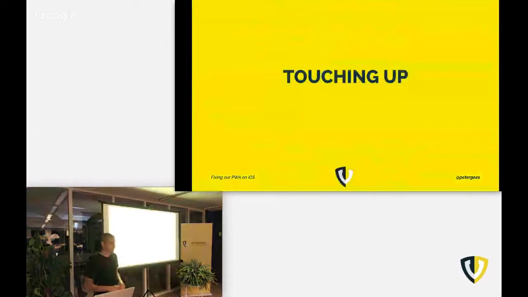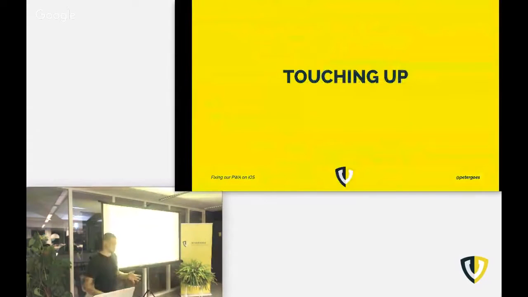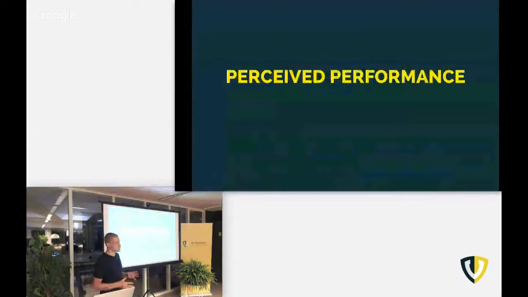Okay, all those things, let's touch up a little because we have a working website in it. Let's make it a bit nicer. And we're going to focus on perceived performance. Because what we have done so far worked, but it doesn't feel snappy. And your users downloaded a native app. They went through the App Store, they downloaded it. So they expect to have a snappy feel to it.